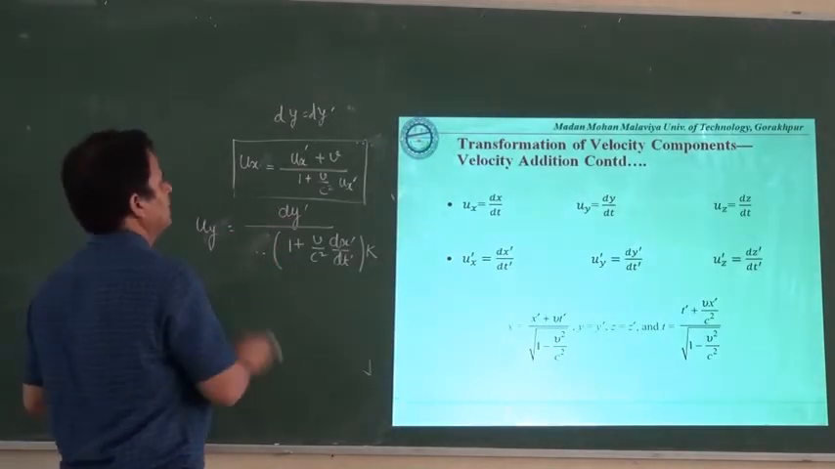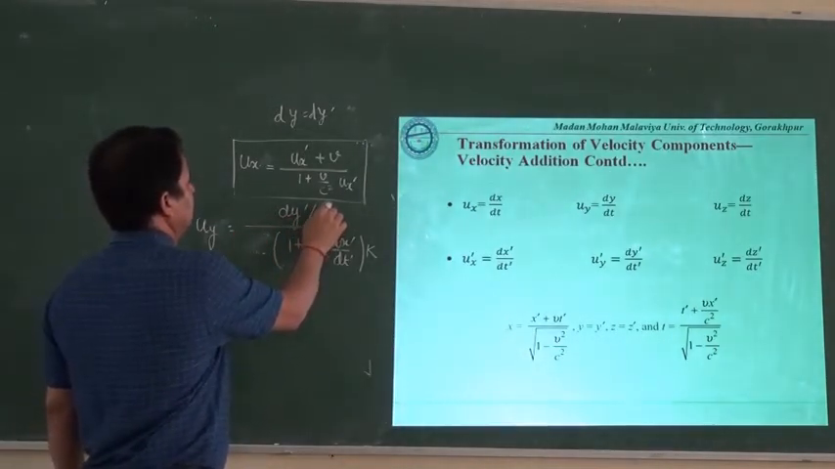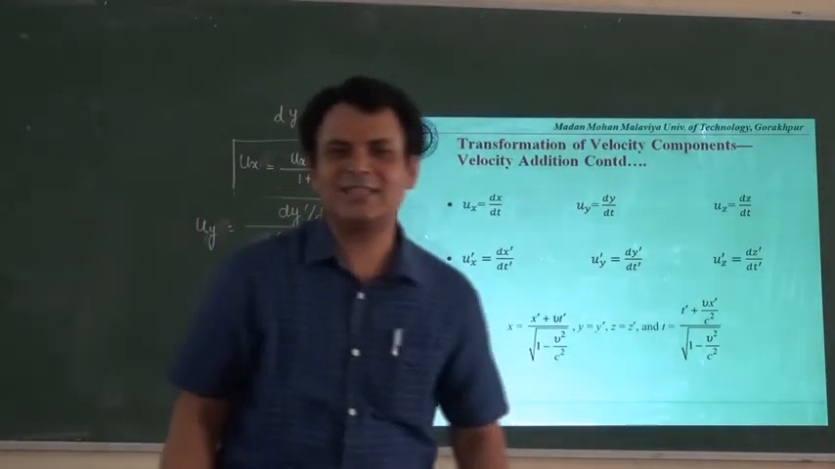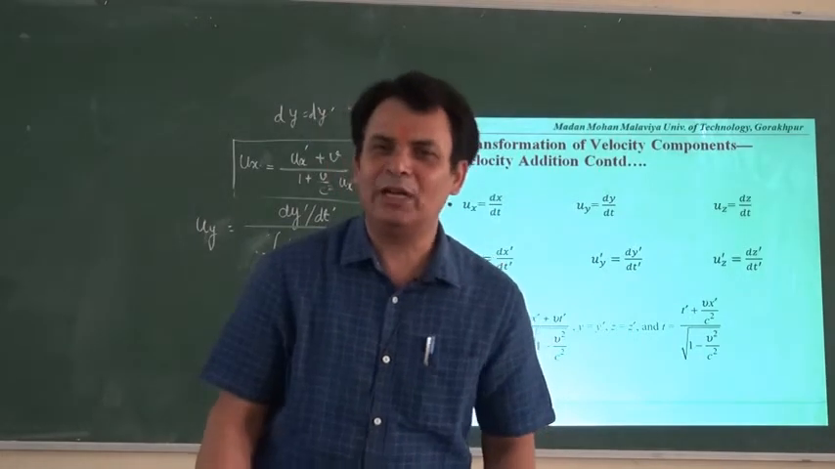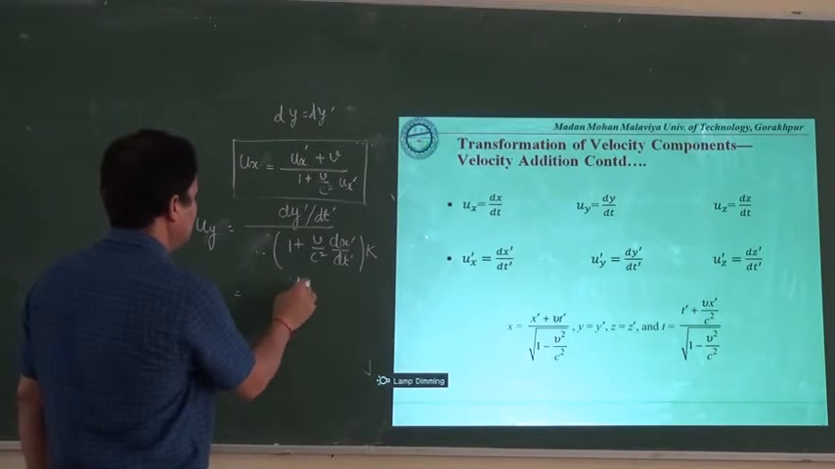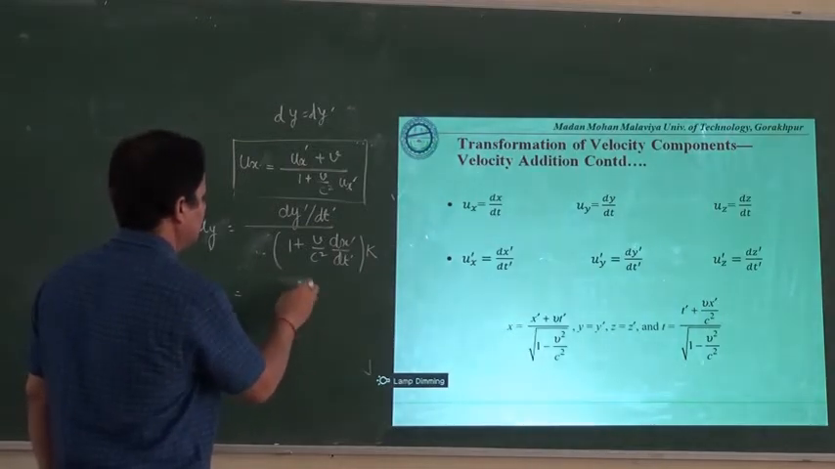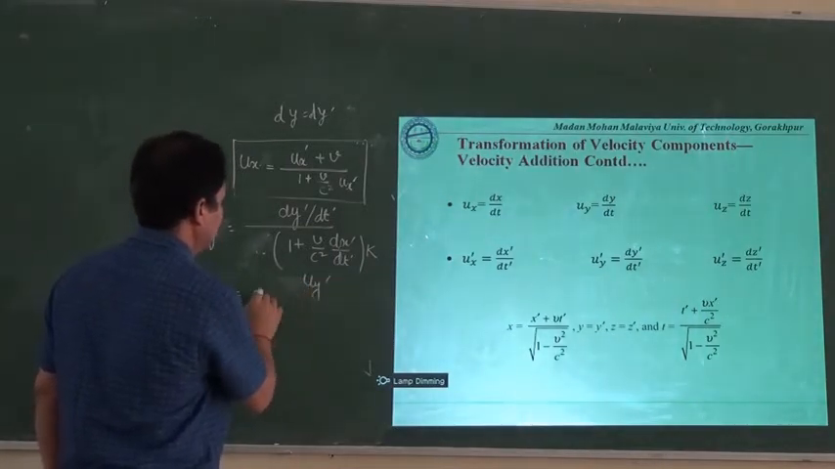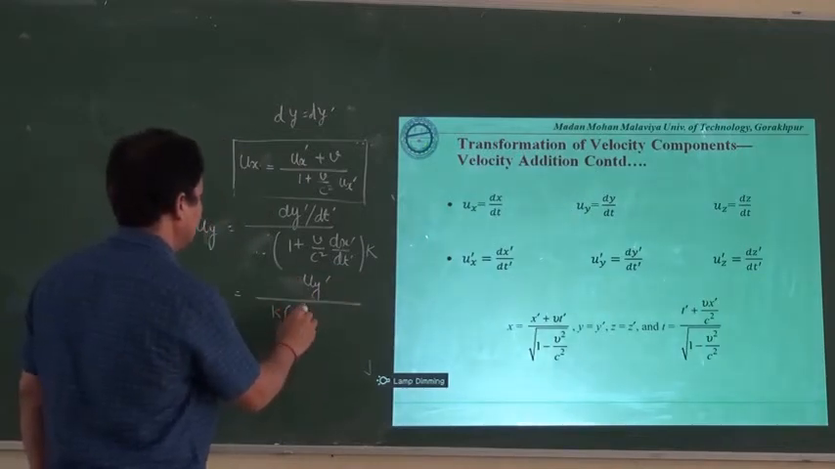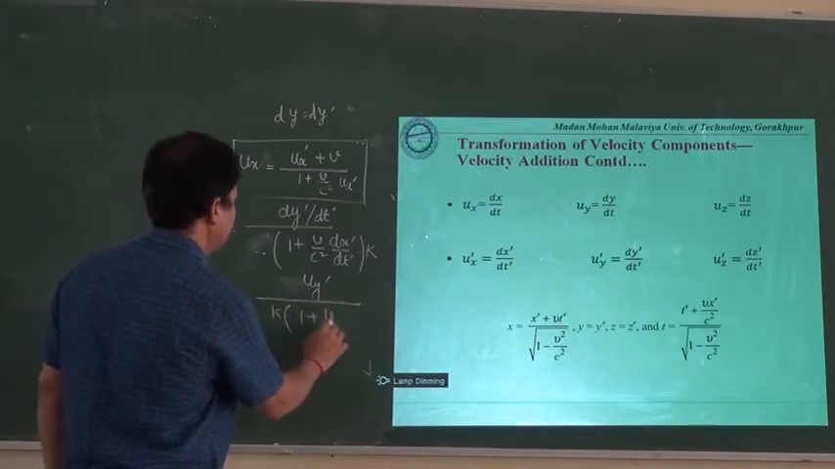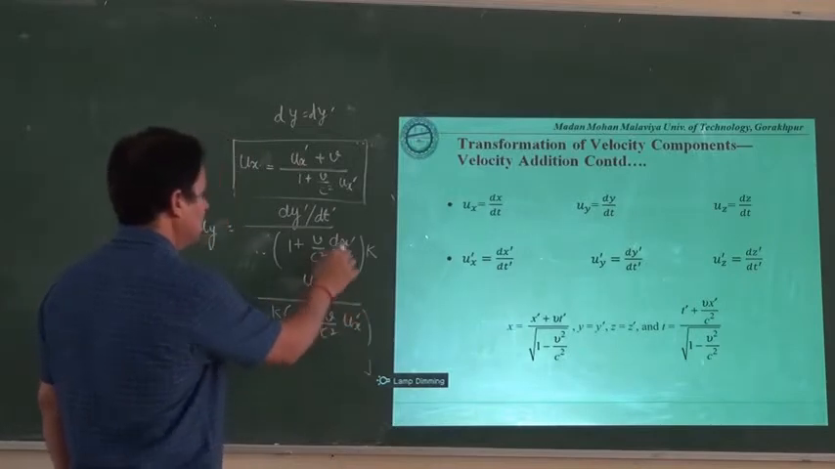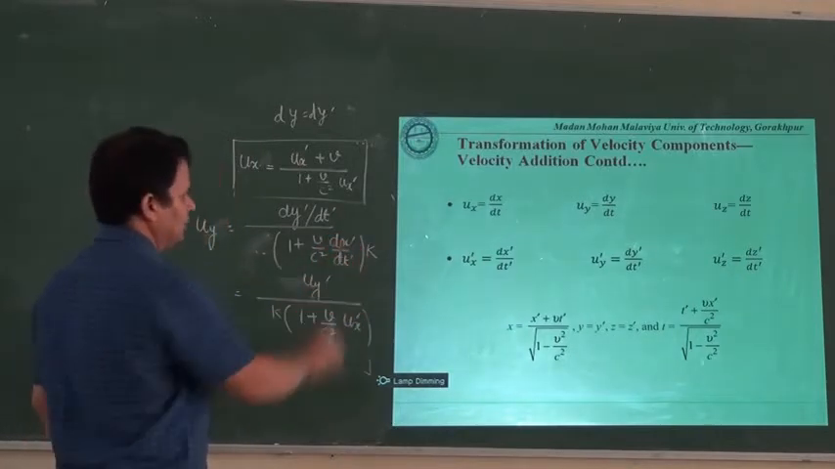Simply you may write it as dt dash upon dy dash upon dt dash. That will correspond to what value? This is corresponding to the y component in the s dash coordinate. That's why we will write it as uy dash. This we will write uy dash, and in the denominator we will have k times 1 plus v upon c square, and here we will have ux dash because dx dash upon dt dash.